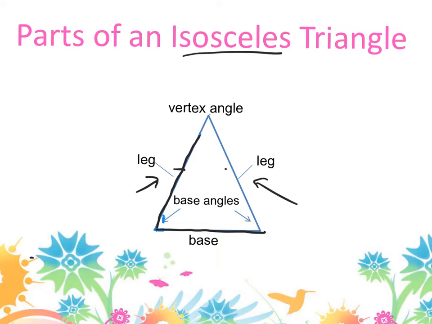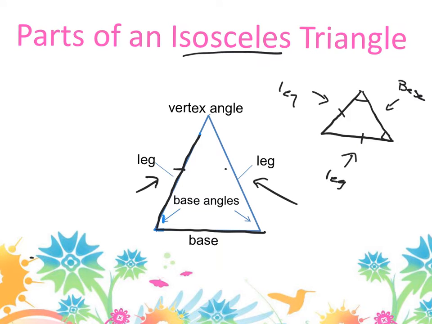Let's say I had a triangle that looked like this. Then this would be the leg, this would be the leg, this would be the base. And then these would be the base angles right here. This would be the vertex angle up there. So it still works that way. It works no matter which way it's pointing. Just the two congruent sides are called the legs in an isosceles triangle.